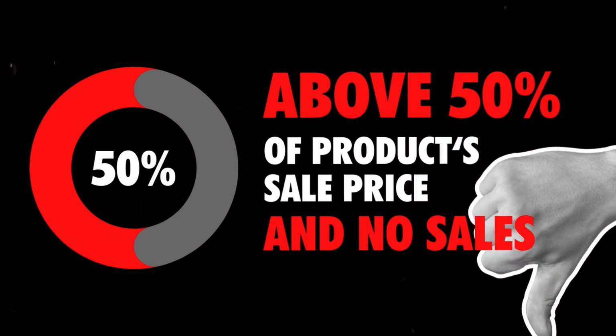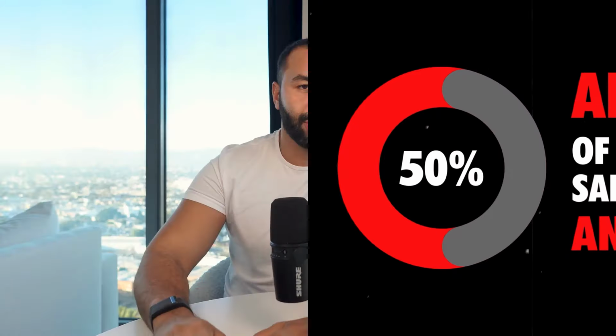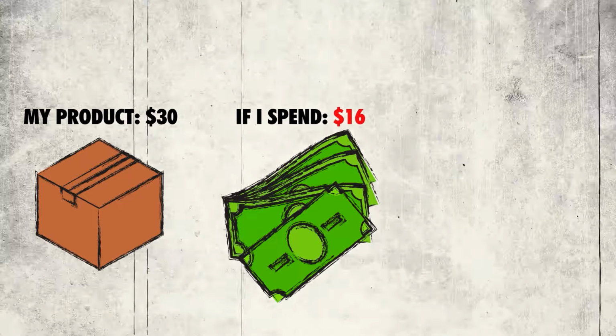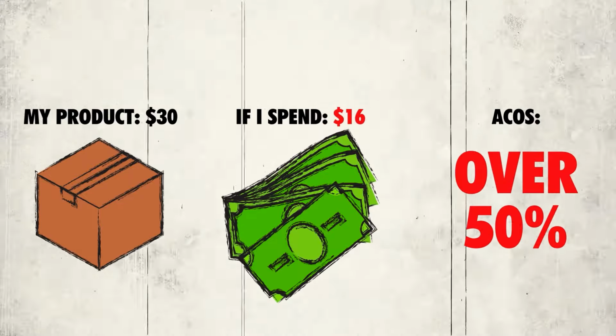All right, so first criteria, spend and no sales. For me, I consider anything above 50% of my product sale price and no sales, that's too much. Think about it. Let's say that my product's $30 and I spend $15 with no sales. If I spend the 16th dollar, that means that my ACOS is going to be over 50%. That's already not that profitable for me. So that keyword has spent enough money without generating sales that now I want to add it as a negative.